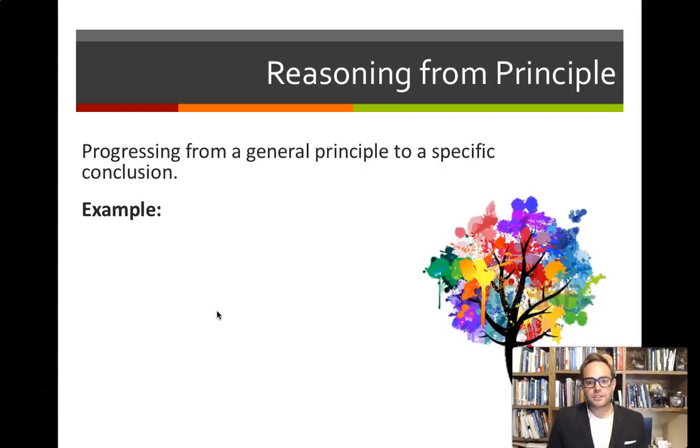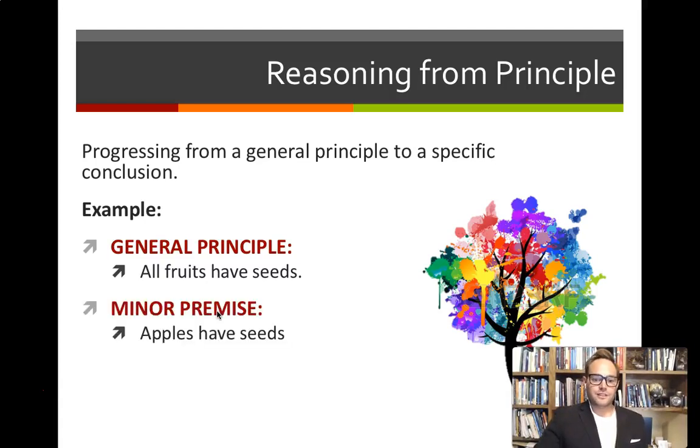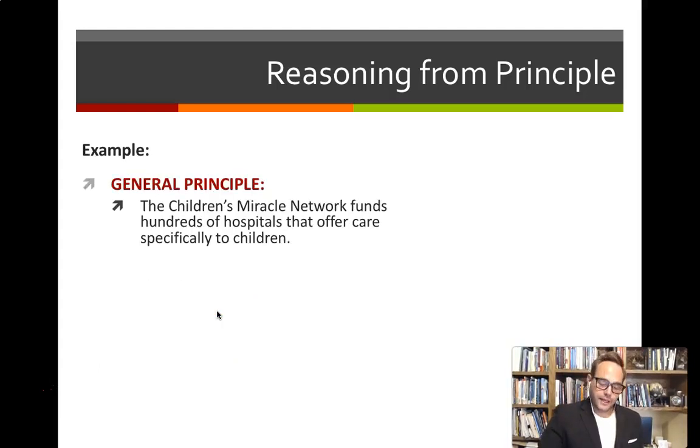So let's go ahead and jump into reasoning from principle. This is where, again, we're progressing from general principles to a specific conclusion. The classic example from Aristotle is using this general principle to the minor premise to the conclusion. So we could say all fruit has seeds. Apples have seeds. Therefore, all apples are fruit, right? So this is again where we're using a general principle, the minor premise, and then a conclusion.